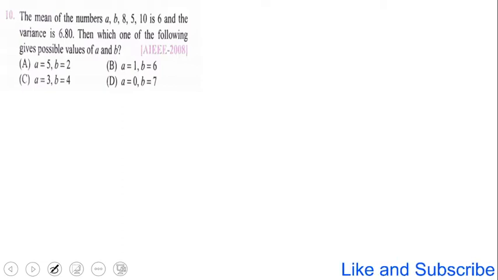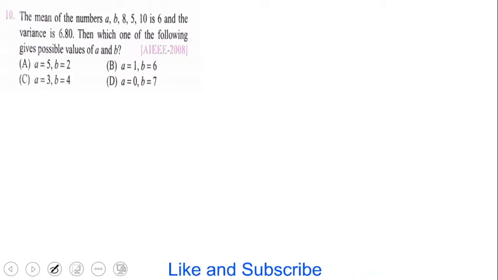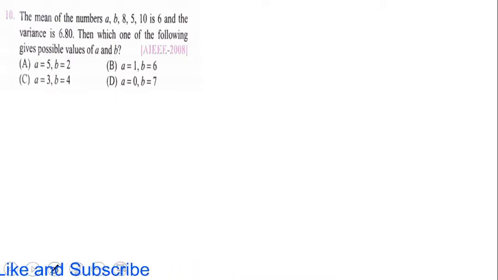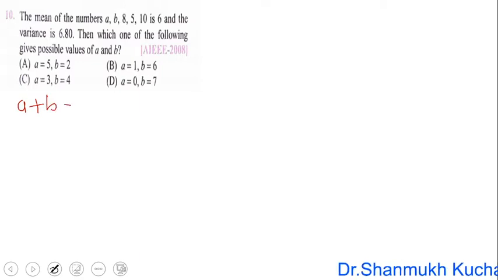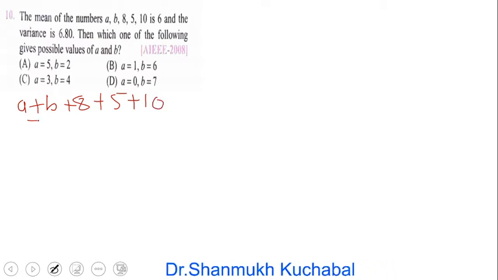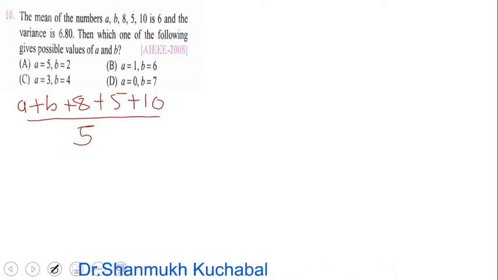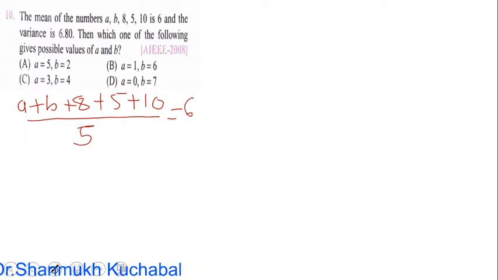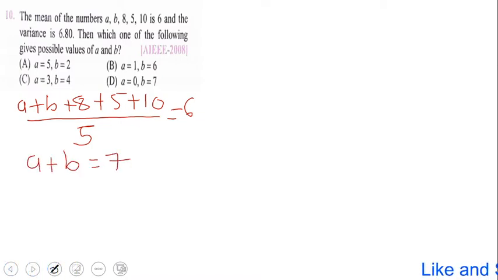The question is, the mean of the numbers a, b, 8, 5, 10 is 6, and the variance is 6.8. Then which one of the following is a possible value of a and b? So the mean is given. I use the definition of the mean: a plus b plus 8 plus 5 plus 10, we have totally 5 data, so divided by 5 equal to 6. Further we will simplify this expression. Simplifying, we get a plus b equal to 7.